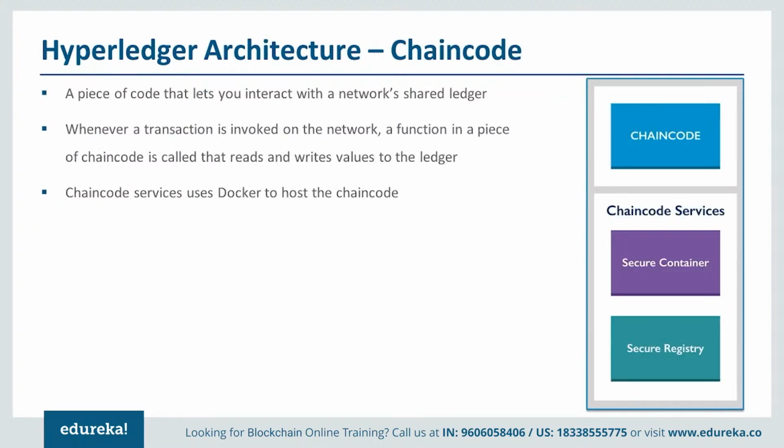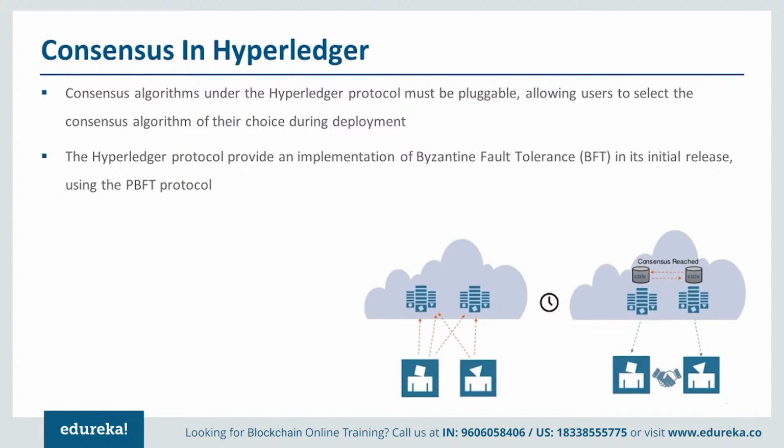Chain code is basically your smart contract piece of code that lets you interact with the network shared ledger. Whenever a transaction is invoked on the network, the function in the piece of chain code is called that reads and writes the value to the ledger. This is generally present only at the endorser nodes and not at all the nodes. The chain code service uses Docker to host the chain code. So as I mentioned, by default, you have Byzantine fault tolerance in the initial releases, but you can always plug and play.